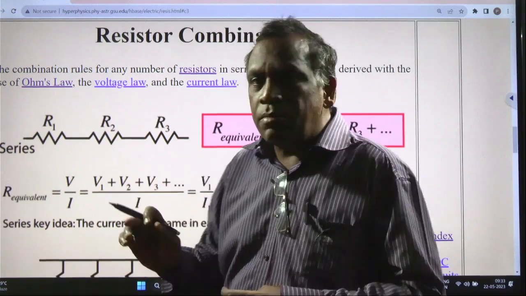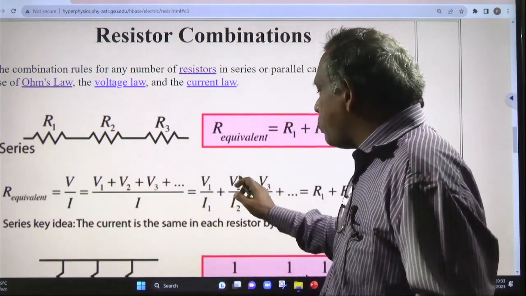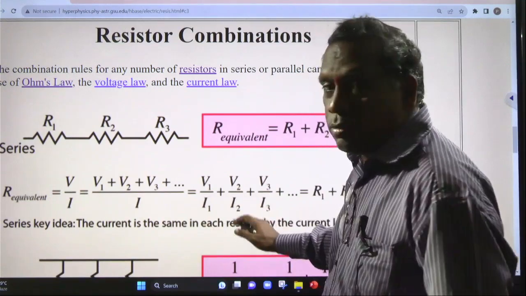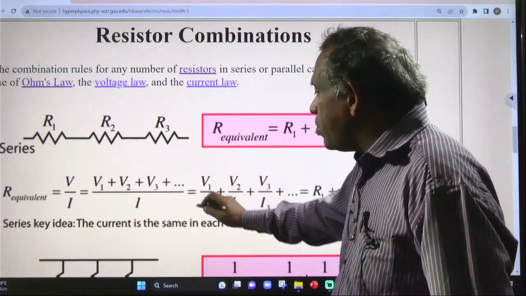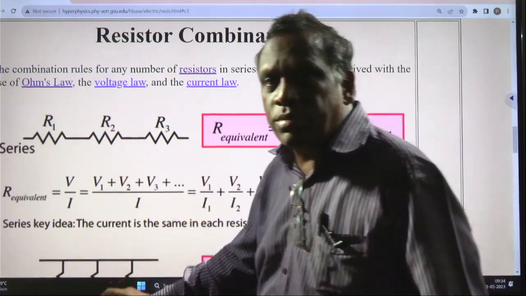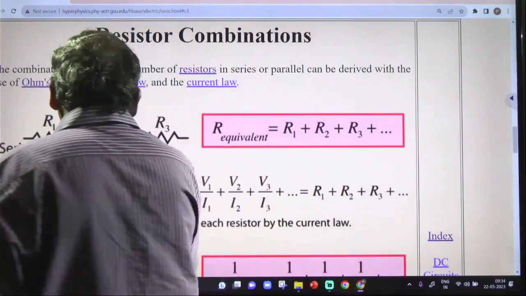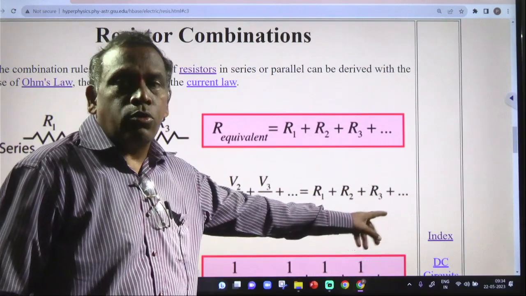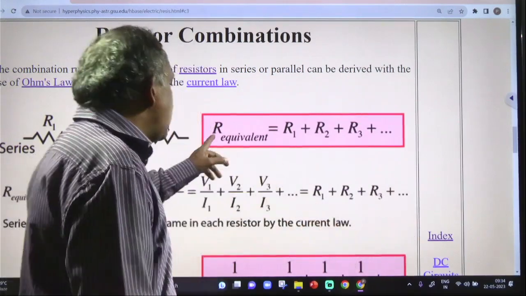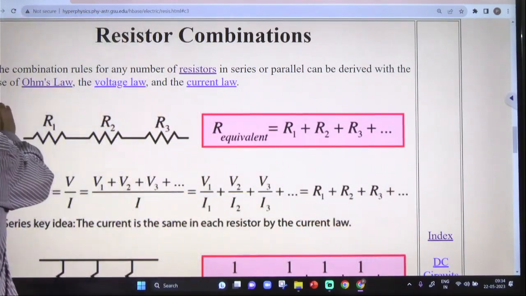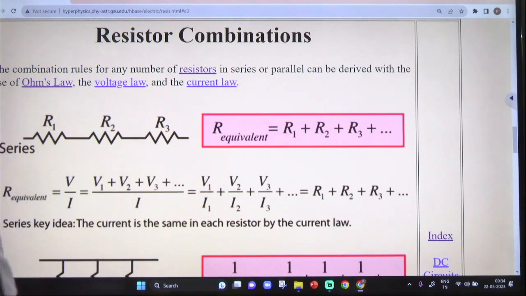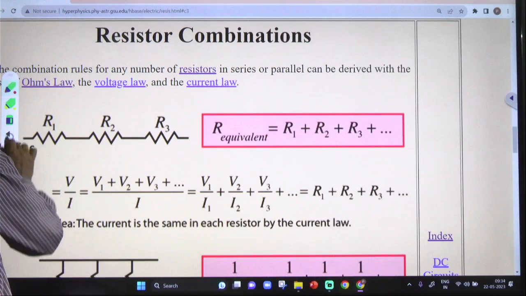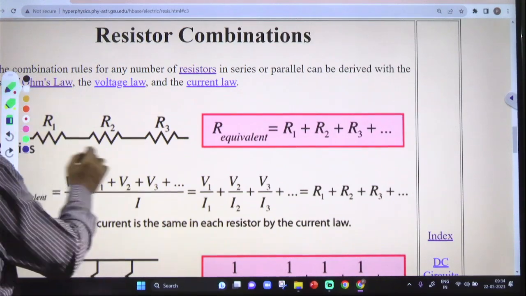See, the same current: V1 by I1, V2 by I2, V3 by I3, so V1 by I1 plus V2 by I2 plus V3 by I3. V1 by I1 is nothing but, according to Ohm's law, V by I, the equivalent resistance, which is equal to R1 plus R2 plus R3. So R equivalent is equal to R1 plus R2 plus R3.